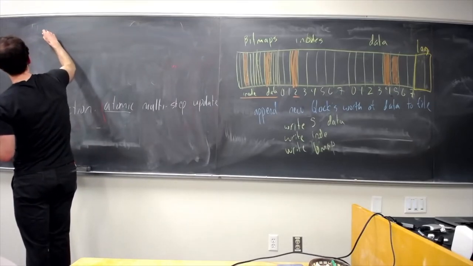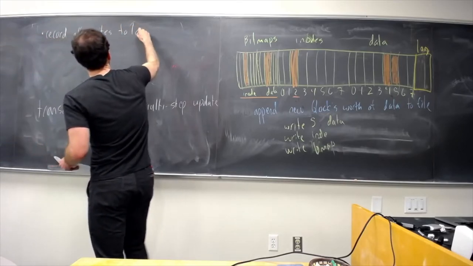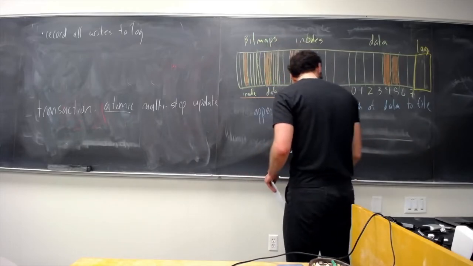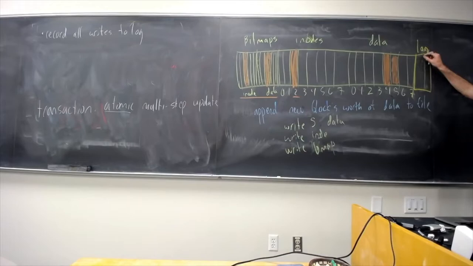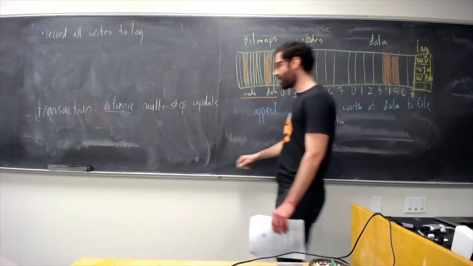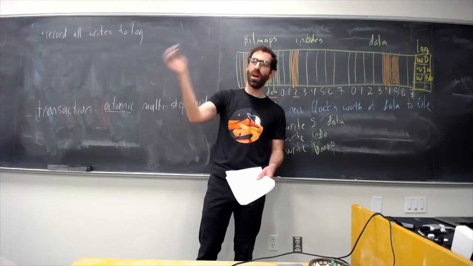We're going to record all writes to the log as the first step. So in our log here, we would see our write to the data. We put that into the log. We put the write of the inode into the log. And we put the write of the bitmap into the log. So each of the updates that we're doing, first thing, we're putting them into this log, which is just a sequence of here's the change that should be made to this block, here's the change that should be made to this block.